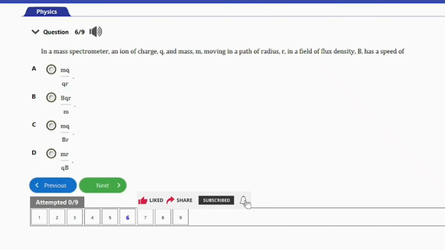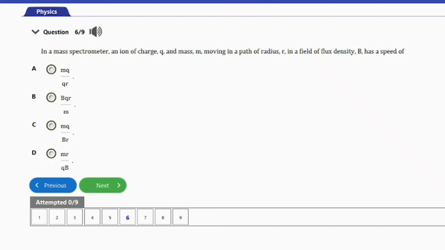So guys, the next question we have here is question number 6. It says, in a mass spectrometer, an ion of charge Q and mass m moving in a path of radius r in a field flux of density B has a speed of A. mq over qr, B. bqr over m, C. mq over br, D. mr over qb.